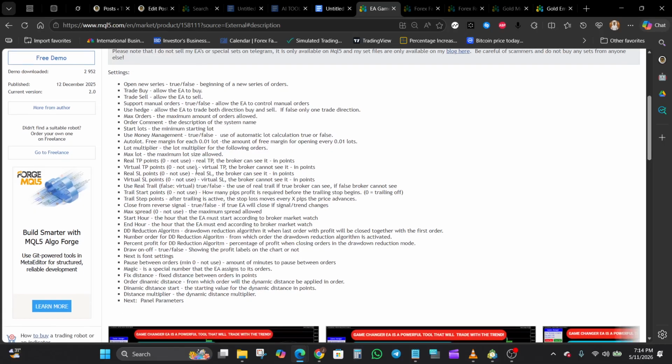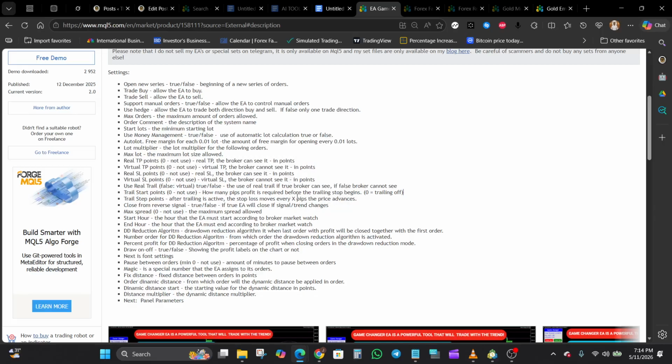Now, the EA also includes several money management controls, including starting lot size, automatic lot calculation, lot multipliers, and maximum lot limits. So traders have flexibility when it comes to controlling overall exposure and position sizing behavior. Another thing I notice here is the inclusion of both real and virtual stop loss and take profit options.